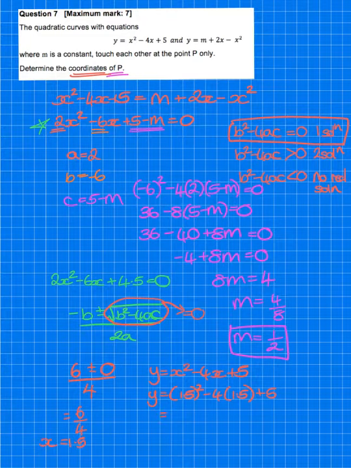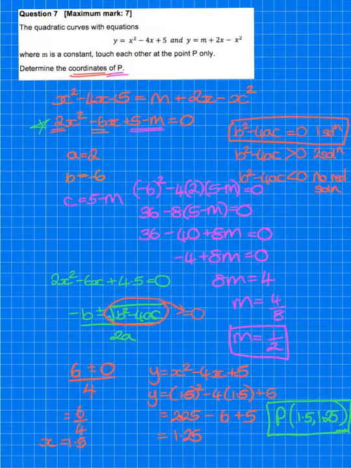1.5 squared, that's like 15 squared, is 225. Let's put the decimal point back in there, 2.25. 4 times 1.5, 1.5 lots of 4 is 6 plus 5. So we've got 2.25 minus 6 and then add 5 and we get 1.25 for that. So the coordinate of P is 1.5, 1.25. Let's put that in a box so that the marker can definitely see it. And that's the end of the question.